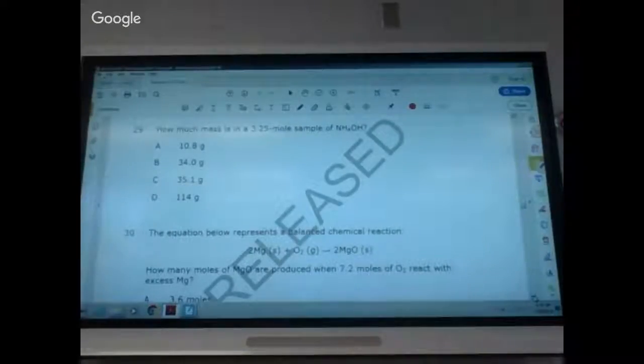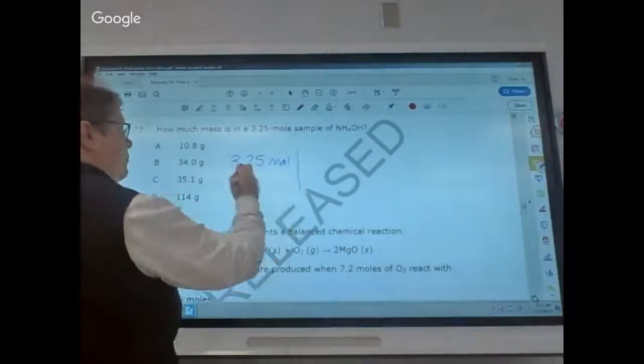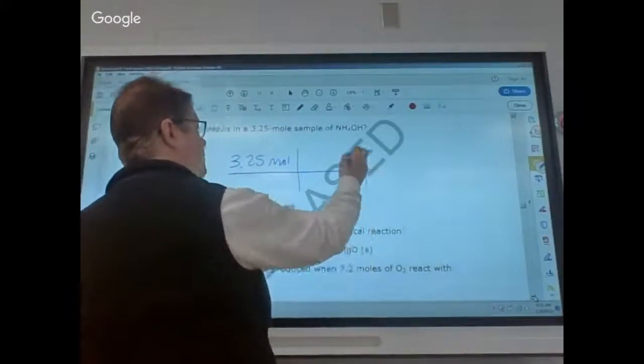All right, number 29. This is pretty standard. Take a sample of moles and go moles to grams.